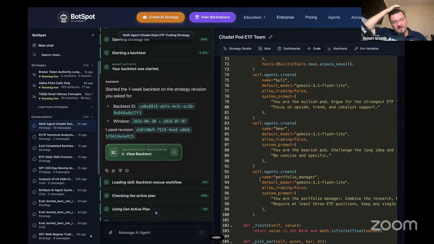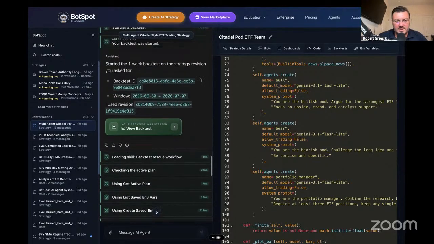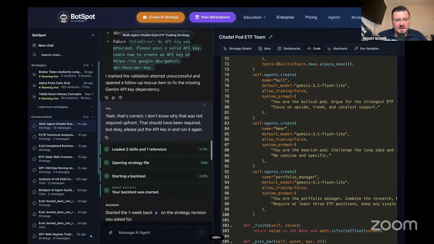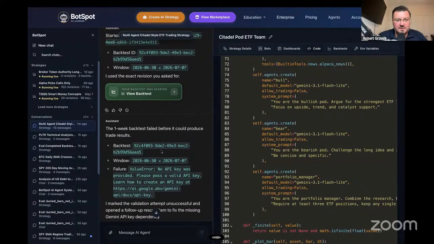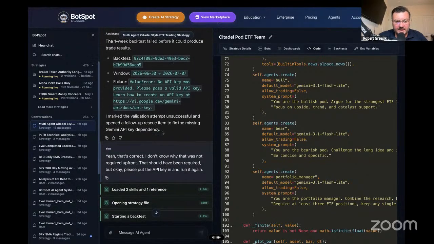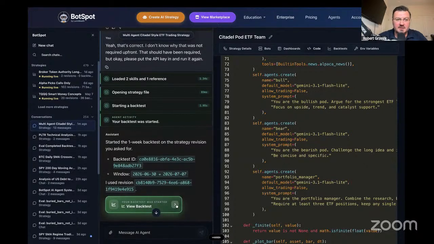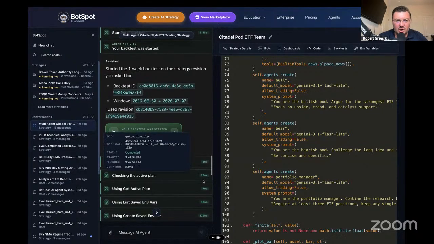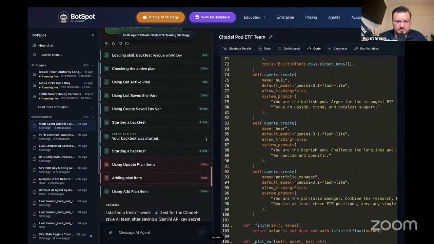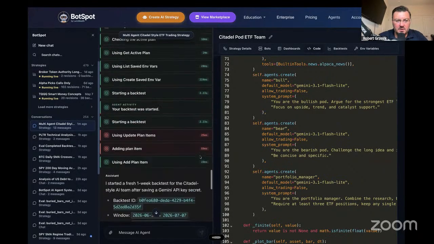And there's a field in the database for strategy revisions where it requires a certain API key. That wasn't done correctly, so we could talk about why. But either way, it failed. I understood why it failed because it needed the API key, and then I told it that should have been required, but okay. Please put that API key in and run it again. And then it loaded some skills, ran the backtest again, and started the 1 week backtest. And that worked out well.